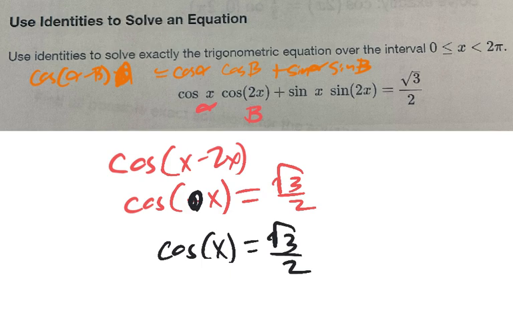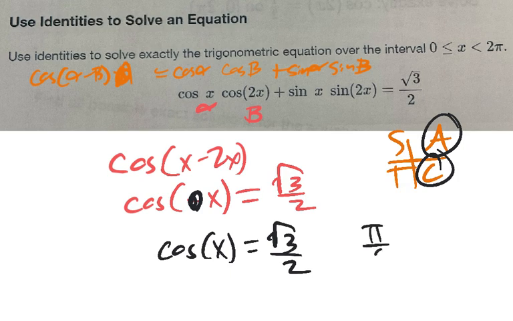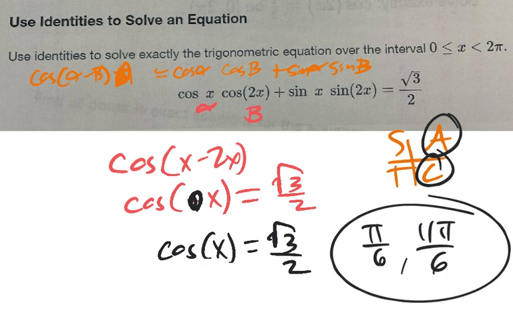Is the answer 60 degrees? It is not 60 degrees. It's 30 degrees, because cosine is the adjacent over the hypotenuse. So that means my adjacent side is radical 3, my hypotenuse is 2, which means this is a 30-degree angle. Correct, it's cosine. Also, because it's positive, I'm in the first and the fourth quadrant, so I need 30 degrees in the first and the fourth, which is pi over 6, and 11 pi over 6, 330.